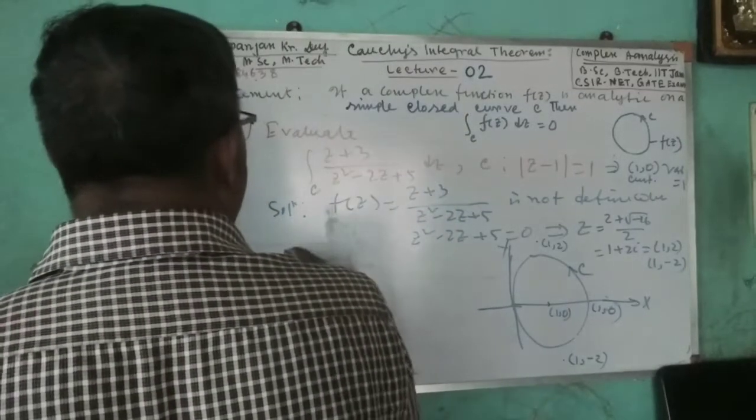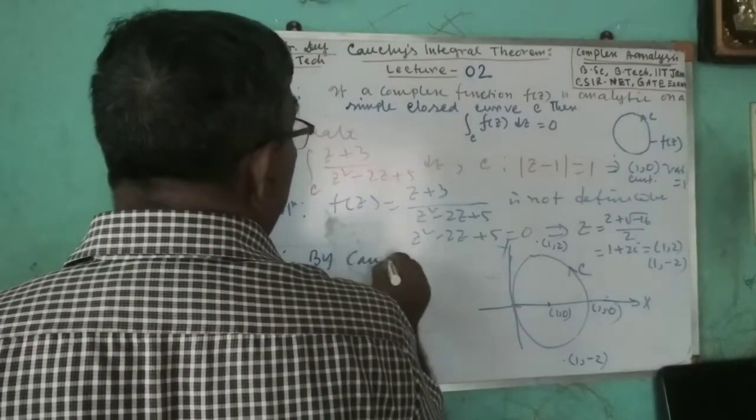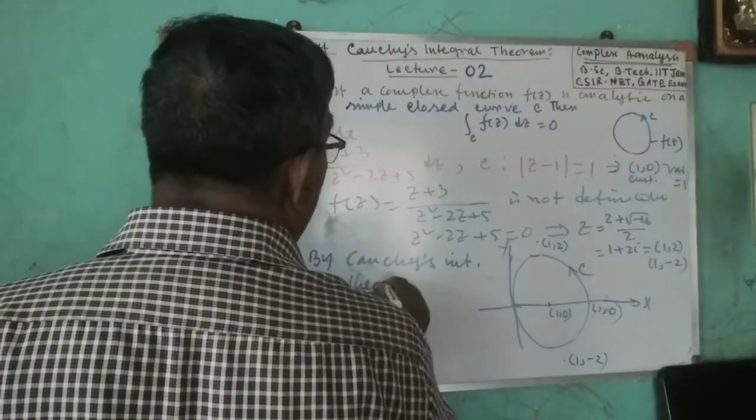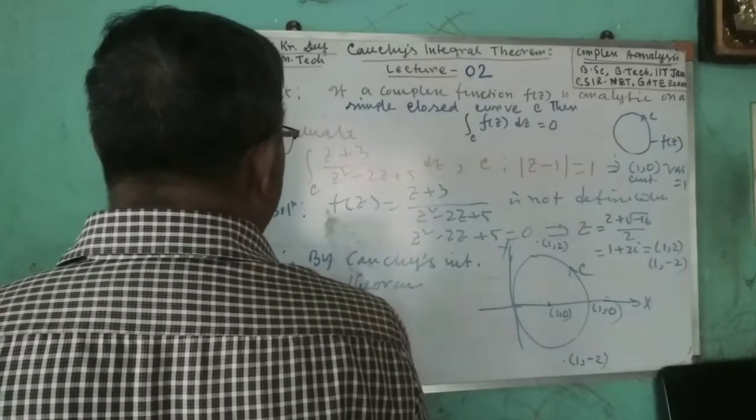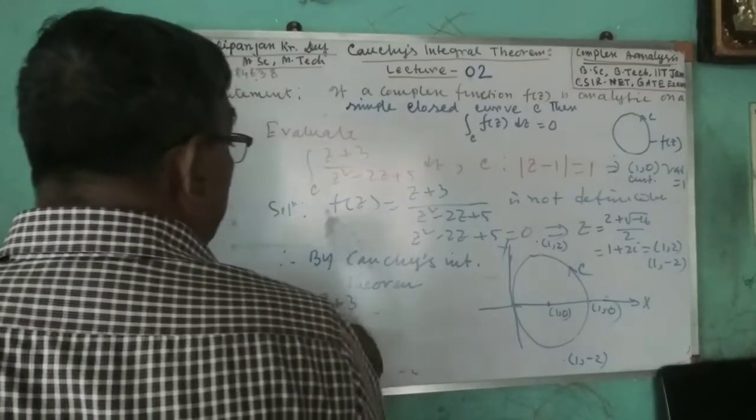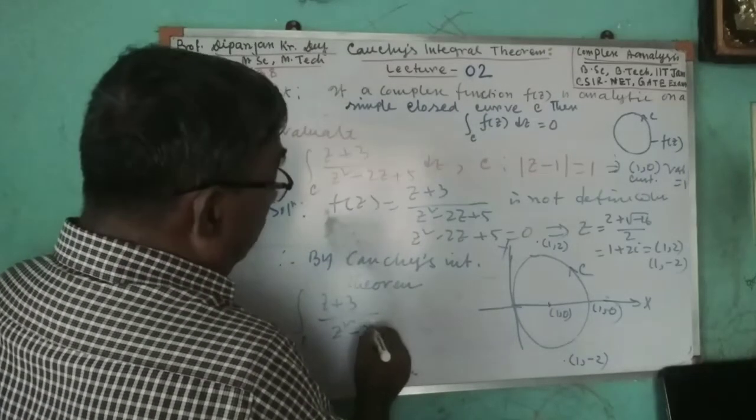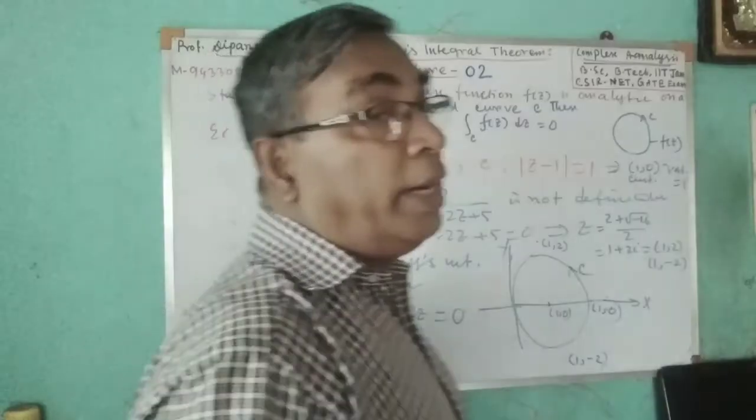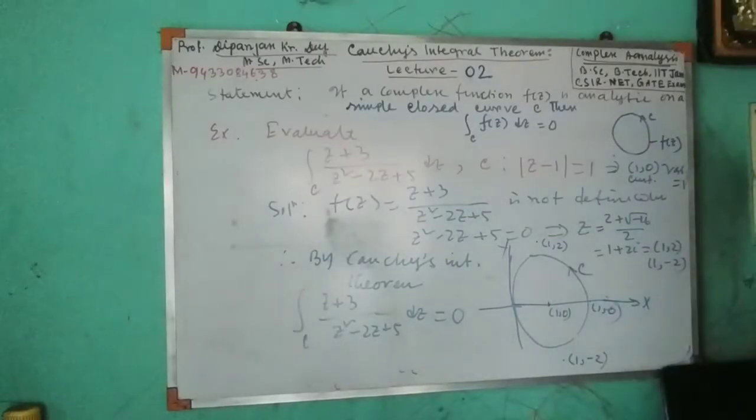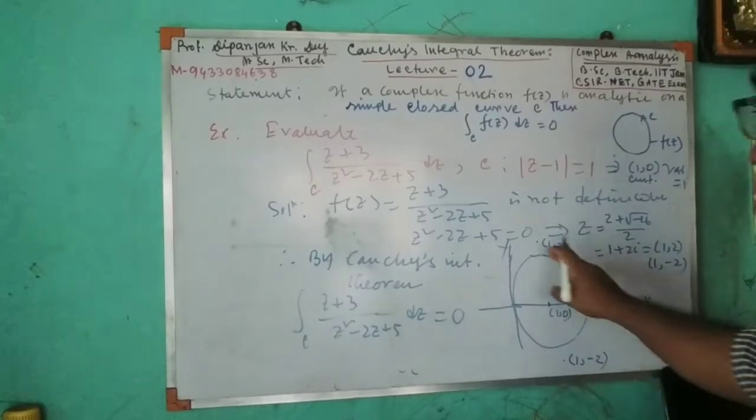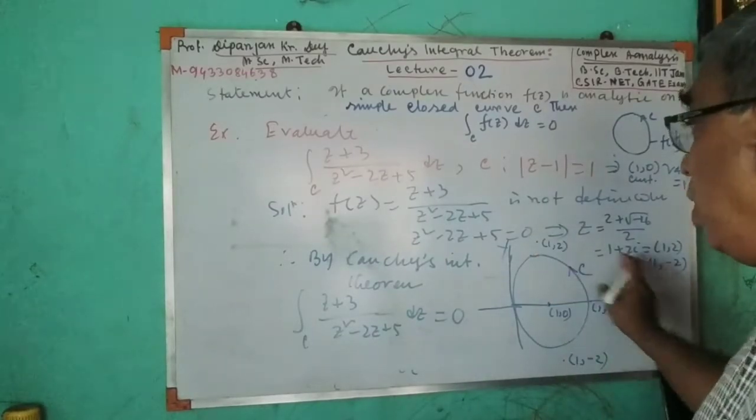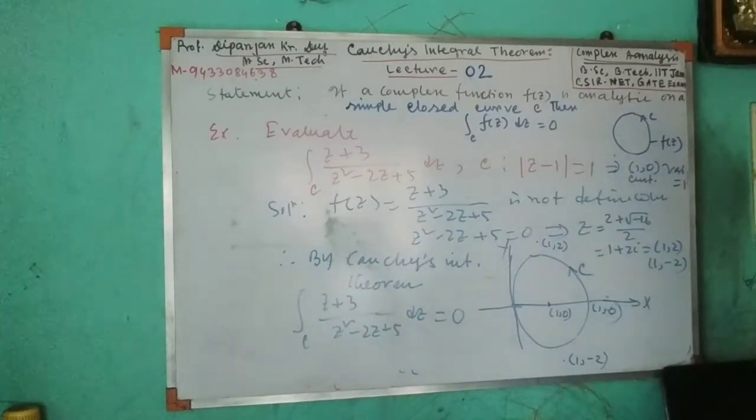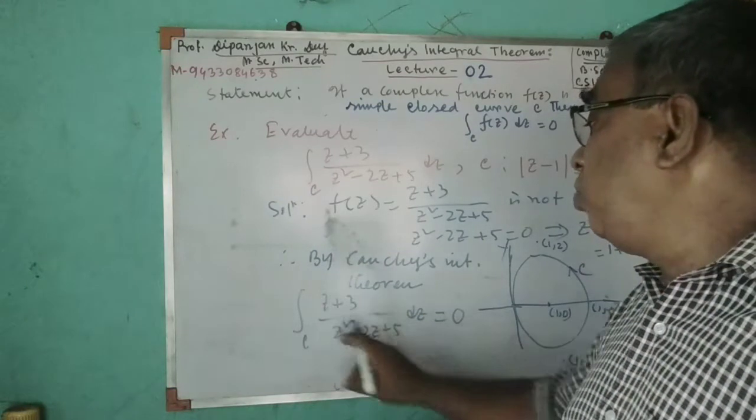So we can say by Cauchy's integral theorem, the integration over C of (z + 3)/(z² − 2z + 5) dz is equal to 0. Directly you can write this value equal to 0. Why is this 0? Because f(z) is not defined only at these 2 singular points, and they lie outside the curve, so by Cauchy's integral theorem this integration will be 0.